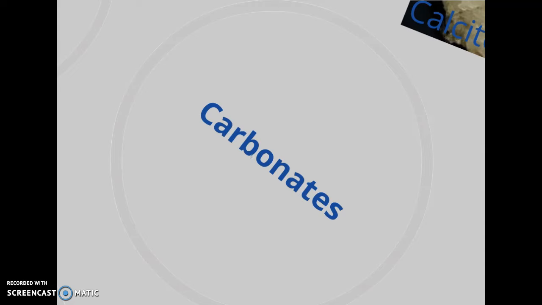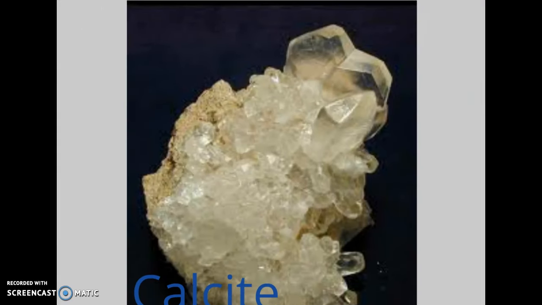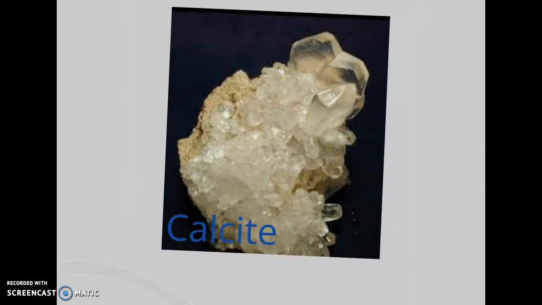Carbonates contain 1 carbon atom and 3 oxygen atoms, plus either calcium, iron, or copper. Okay. Most carbonates are formed on the ocean floor. Okay. Now that's probably like calcites here. Always forms on the bottom of an ocean or a large lake bed.